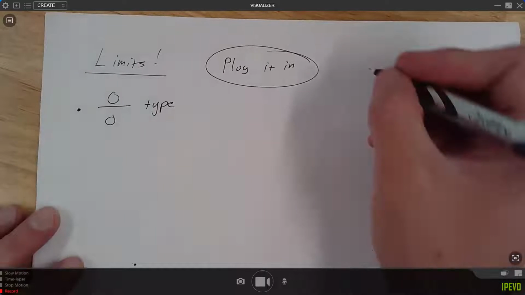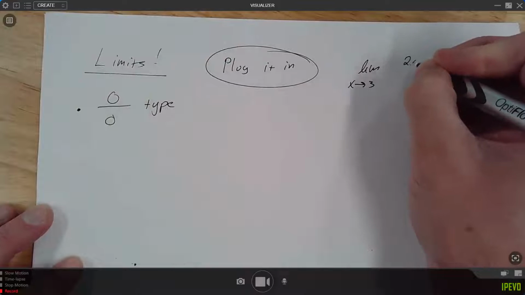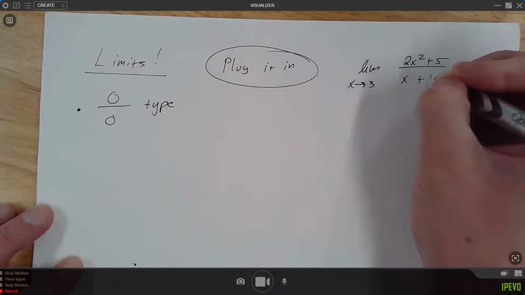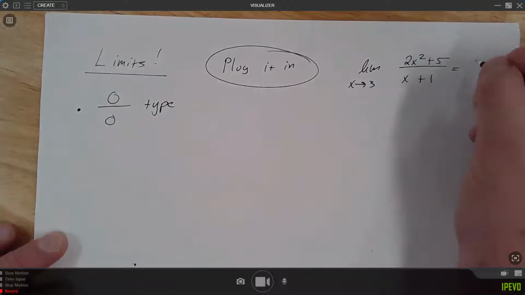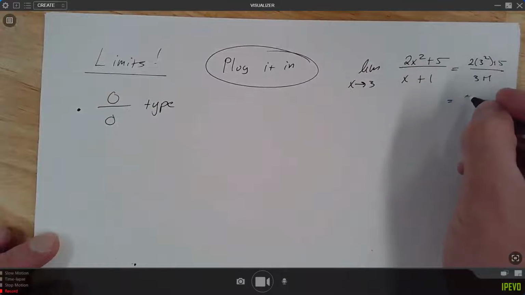So for example, the limit as x approaches 3 of 2x squared plus 5 over x plus 1. You can just substitute in 3 there, and that's going to be the limit. That's going to be 2 times 3 squared plus 5 over 3 plus 1, which is 18 plus 5, 23 over 4.